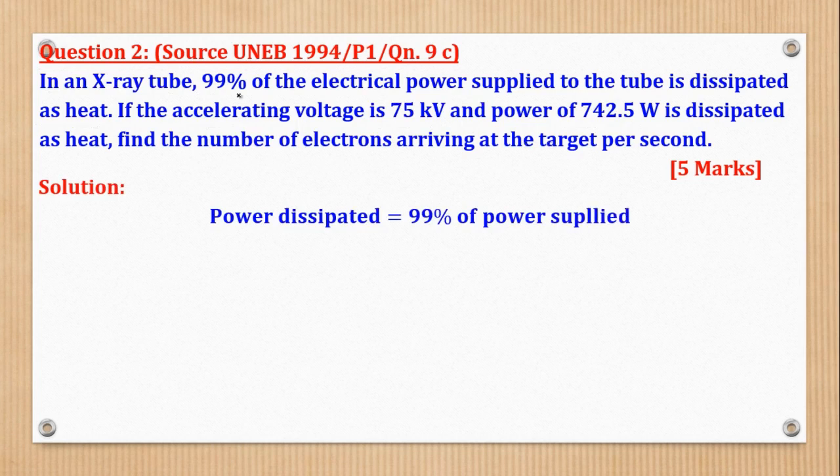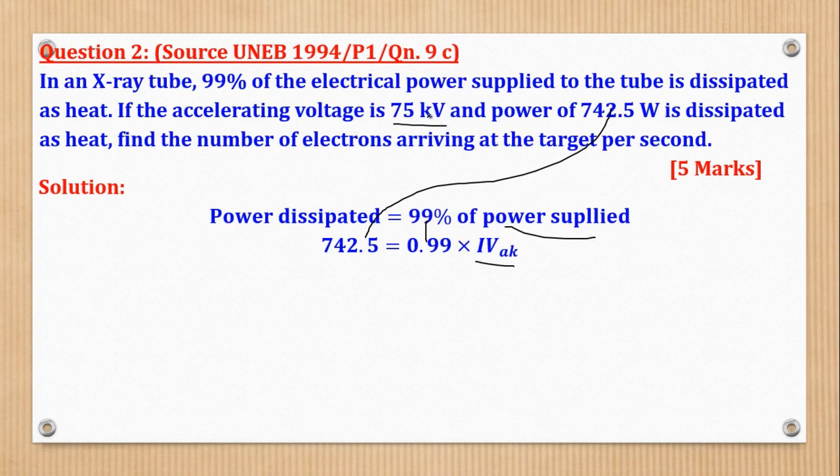So power dissipated as heat is equal to 99% of the electrical power supplied. This statement is what was given in the question. This power dissipated, they told us it is 742.5, and this 99% is the same as 0.99 because it is 99 over 100. Then power supplied is equal to IV. V is here, the accelerating PD, and the current, we don't know it.